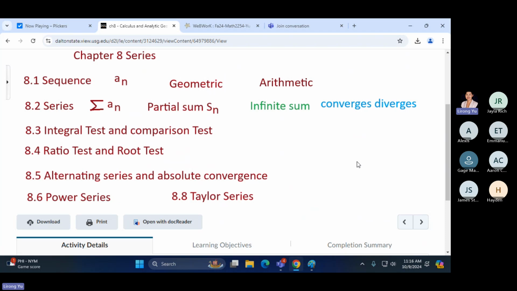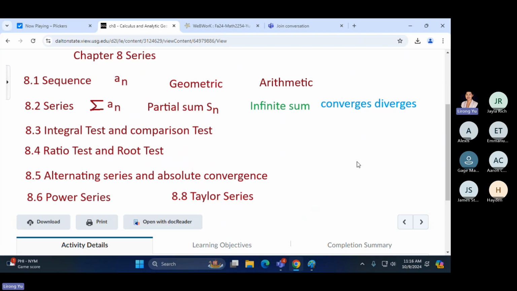8.2 is the concept of a series, which is essentially a summation of infinitely many terms. In order to calculate the infinite sum, what we can do is first figure out if there's any formula, any pattern, in the partial sums.